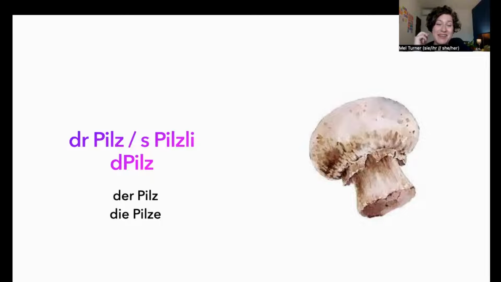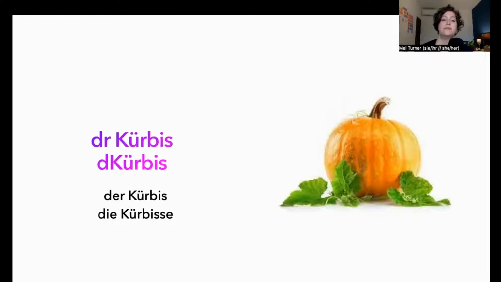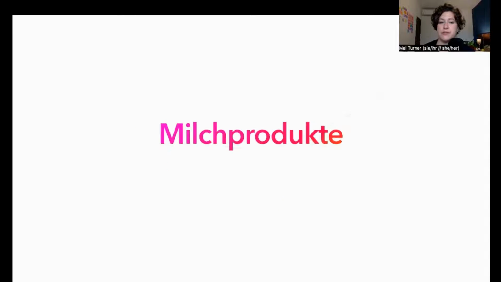I don't even know that many. Those are the two I know, but there is more. Champignon also always works very well if you're looking for something specific, but you don't know how to call it in Swiss German or in High German. You can ask for champignon, and then they're usually where all the other mushrooms are too. Pilz. This is a Kürbis. The Kürbis.